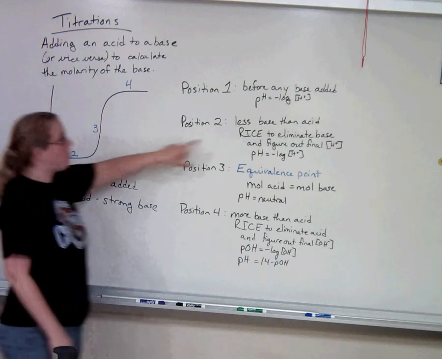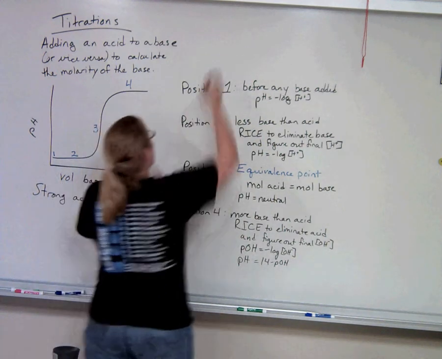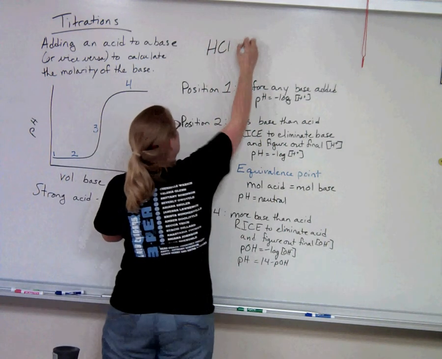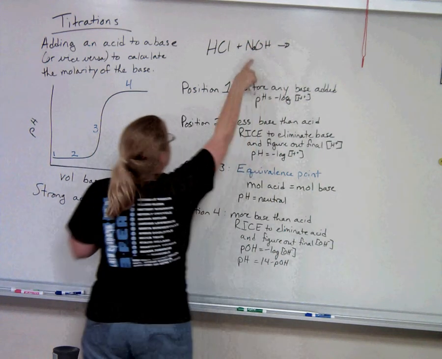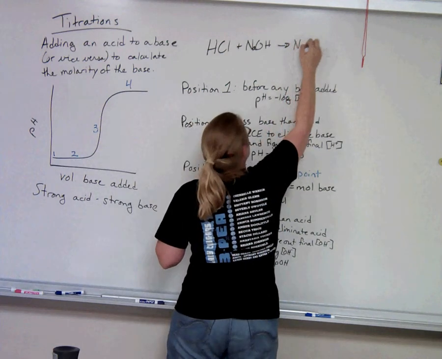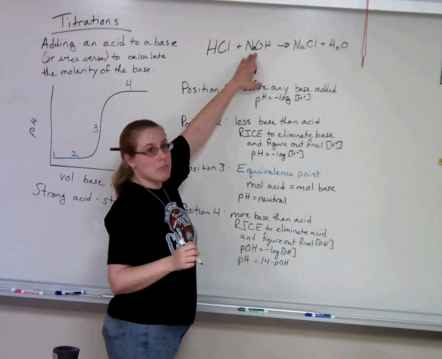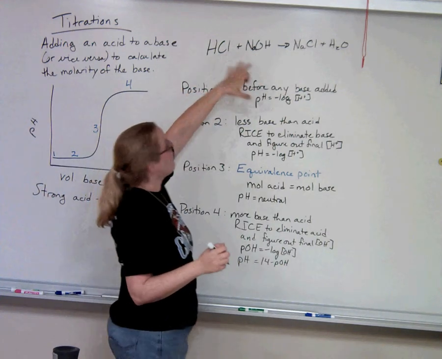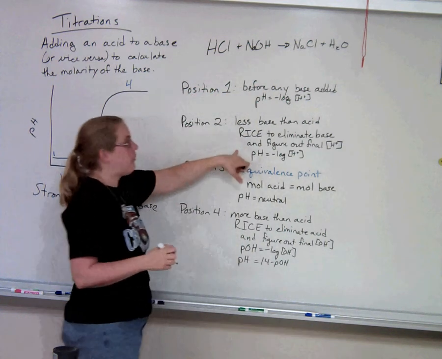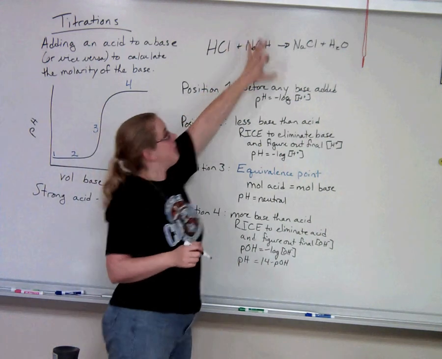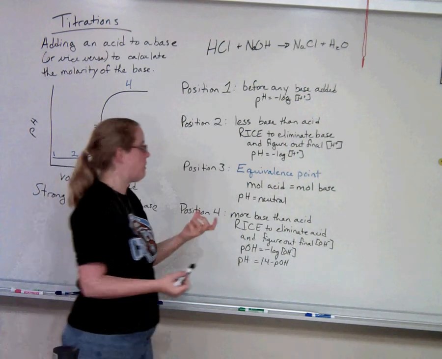So at this point, the acid is going to react with the base. Let's say we have something like hydrochloric acid, and we're going to add sodium hydroxide to that. These are going to react with each other and neutralize, but at this point we have not added as much base as we had acid. So there'll still be some acid left over, but the base will all be gone. So we need to do a rice table to figure out how much base we get rid of, and then how much acid we have left. And then we can put that into our pH equation and find the pH.